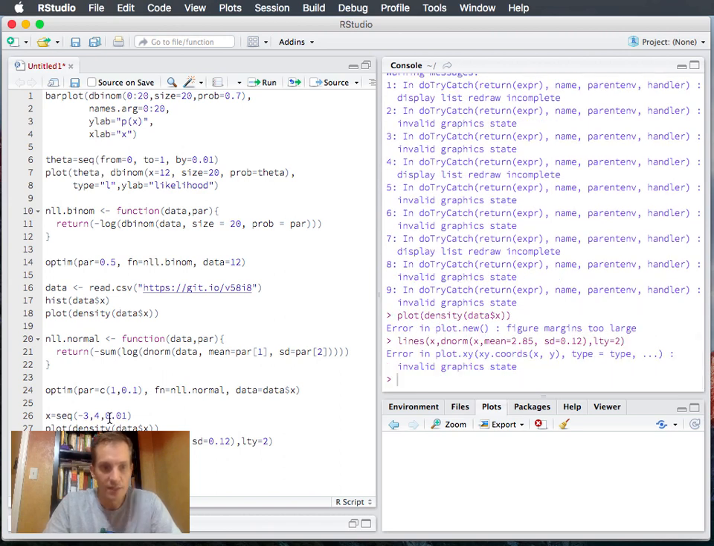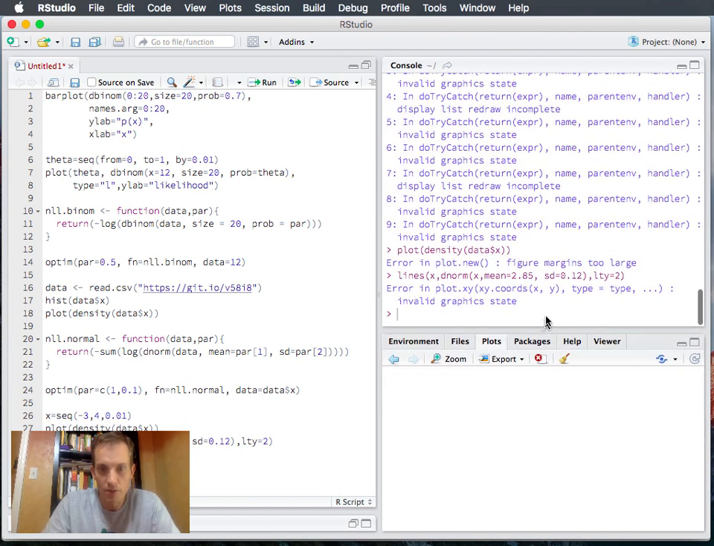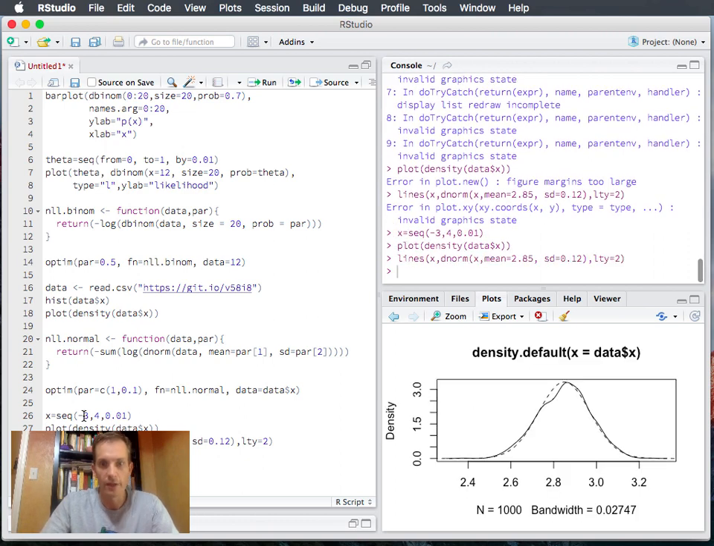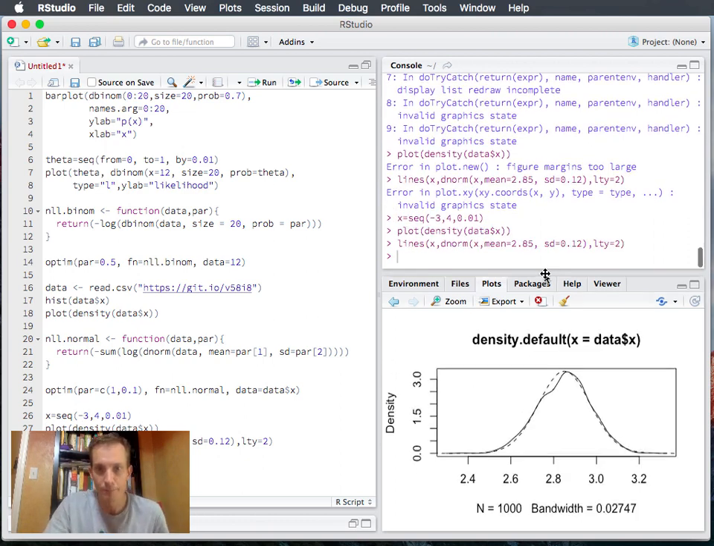Oops, I got something wrong here. I messed up, guys, and I'm not sure why. Error in the plot, figure margins too large. Let's move this up just a little bit and see what we can do. There we go. I didn't have enough room down there is what happened.